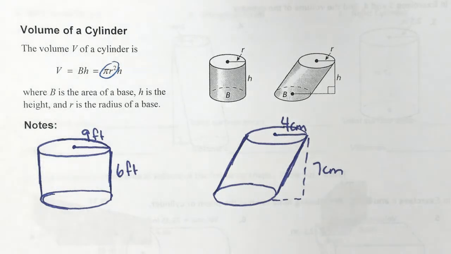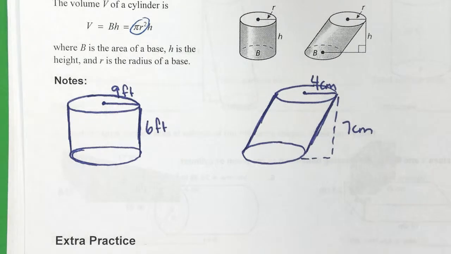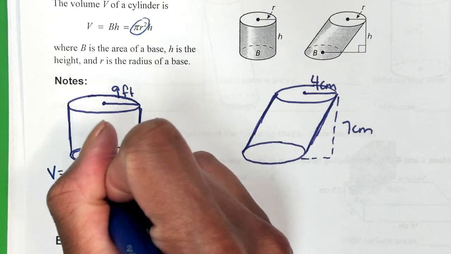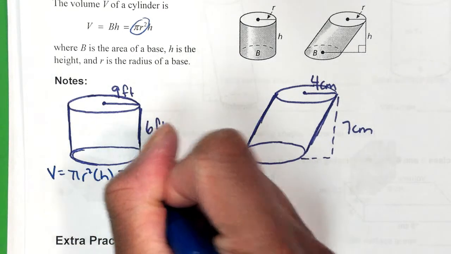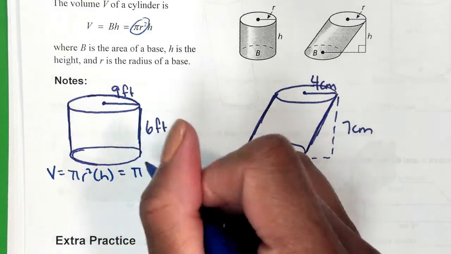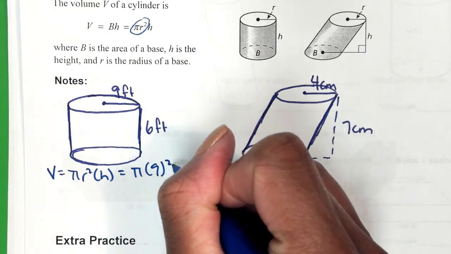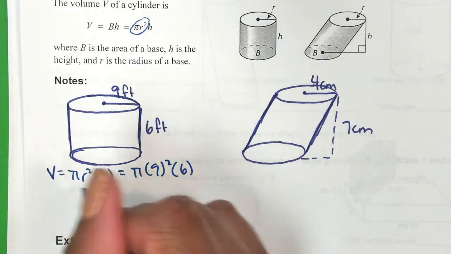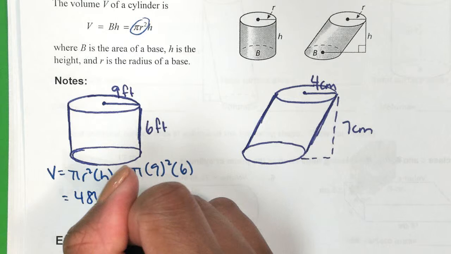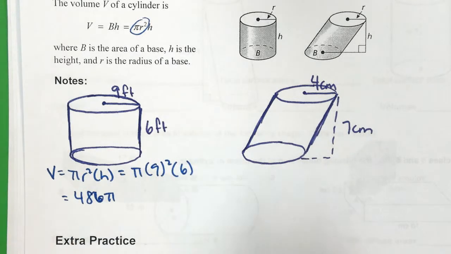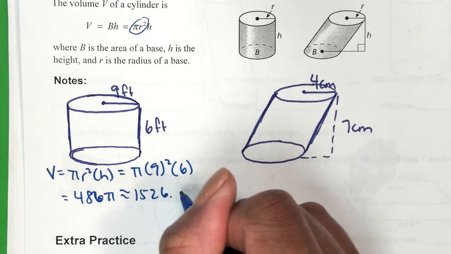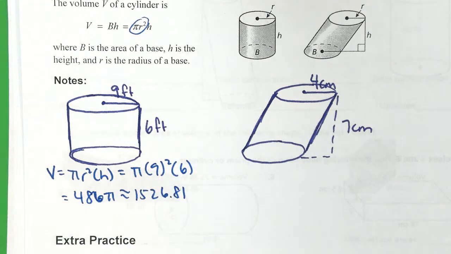So if we want to find the volume of both of these things, the volume for this particular cylinder is pi r squared times the height. And so we know that r is 9. So we have 9 squared times the height, which is 6. So 9 squared is 81 times the 6. We have 486 pi. But if you want to put this into a decimal, you end up with 1,526.81. So that is the volume for a cylinder for this example.